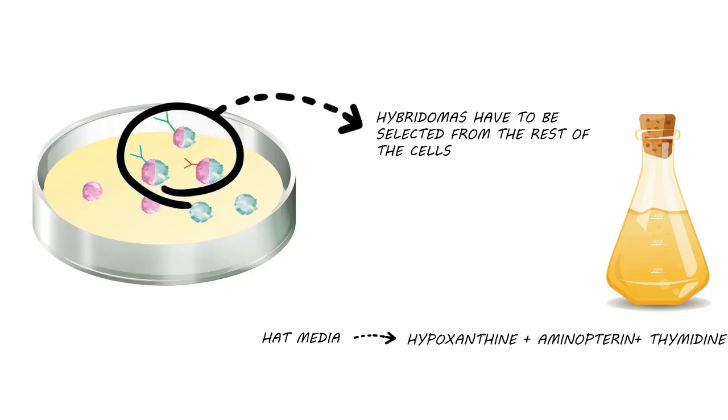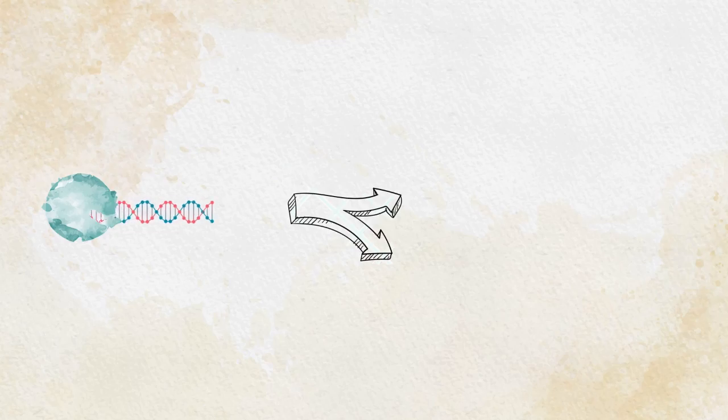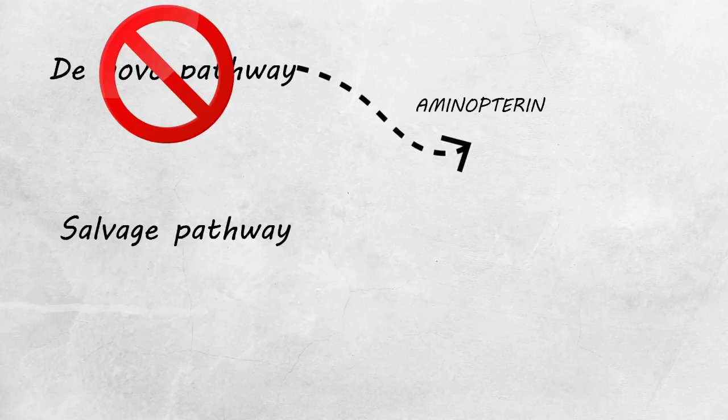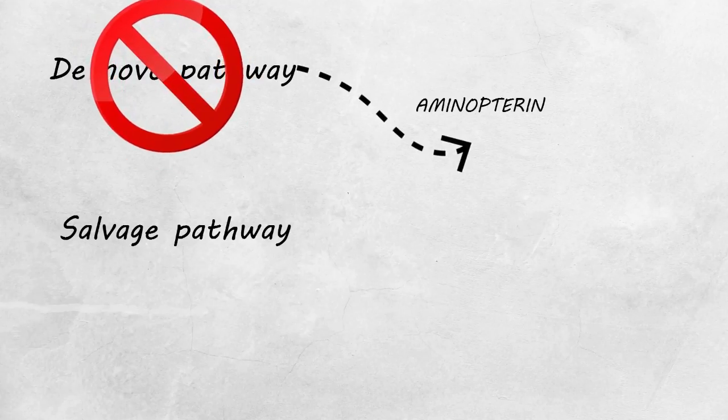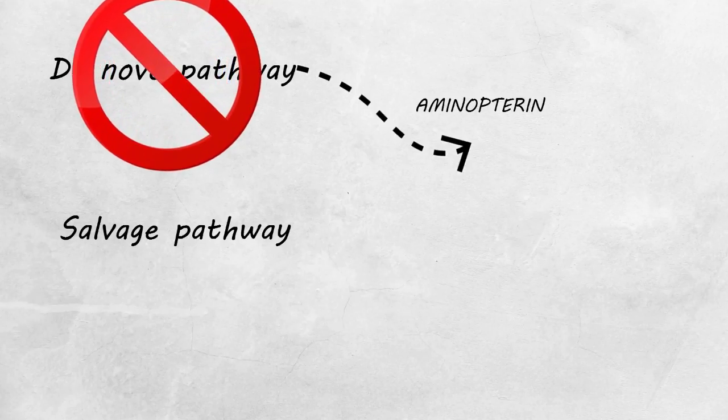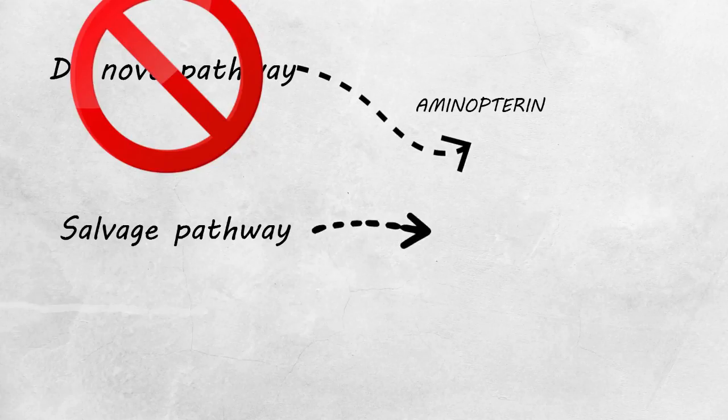In order to understand this selection process, we need to keep in mind that when a cell proliferates or divides, it replicates its DNA. This is done either by using the de novo pathway or by using the salvage pathway. De novo means from scratch, and as the term suggests, this particular pathway produces nucleotides required for replication from scratch. The aminopterin present in the HAT medium blocks this particular de novo pathway. This means that all the cell types in the medium would now have to undergo the salvage pathway to produce their nucleotides required for replication.